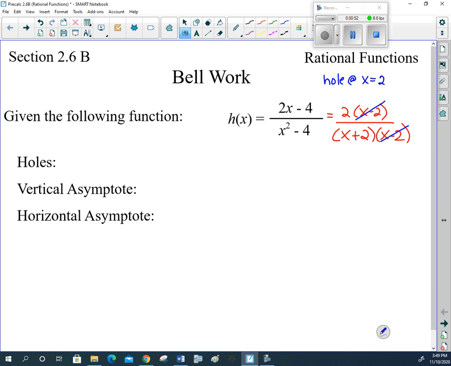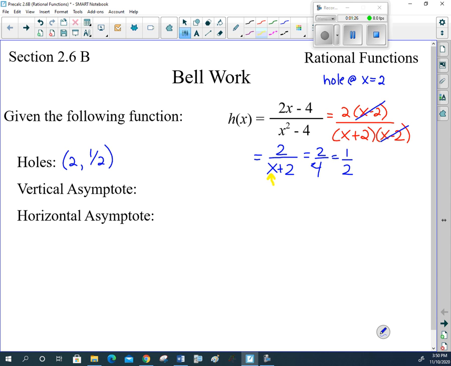To actually find the point, remember, you take what you get after you reduce the factor out. That's going to turn out to be 2 over x plus 2. So this is the reduced form. Take our 2 and substitute it right here for x. That's going to leave us with 2 over 4, which is a half. So our hole is at (2, 1/2).